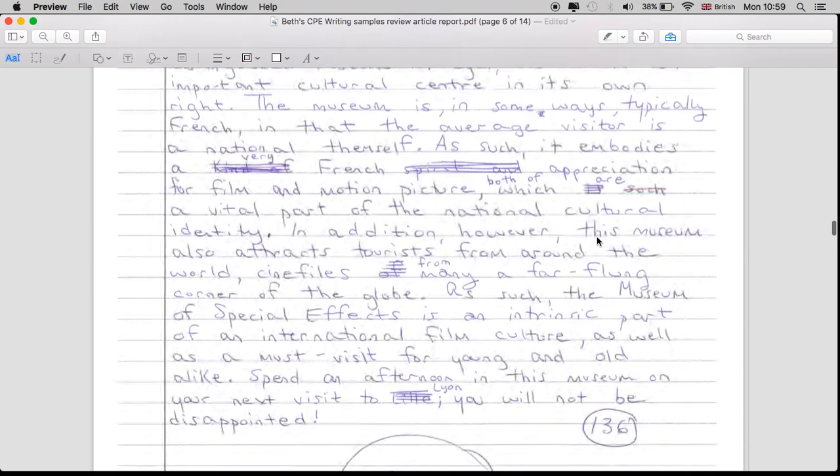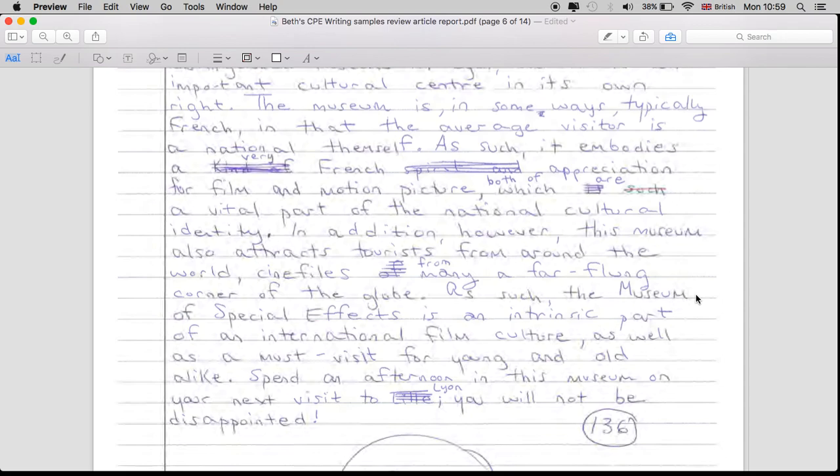In addition, however, this museum also attracts tourists from around the world. Cinephiles. You notice in the Harry Potter review I used the word Anglophile. Here I use the word cinephile. These are nice, good words at this level of English. Cinephiles from many a far-flung corner of the globe. This is considered idiomatic language, and it's fine in a review of this type.